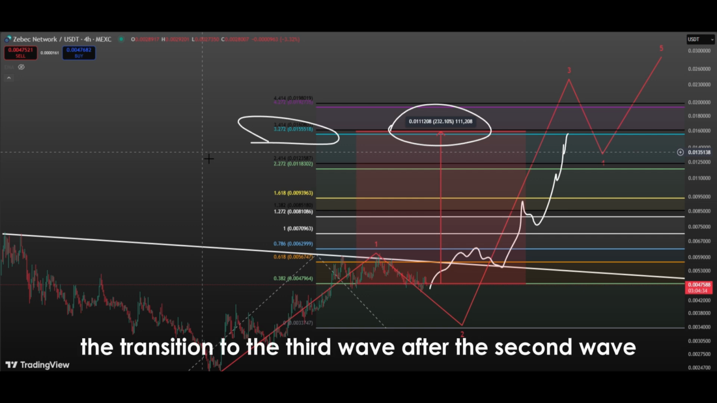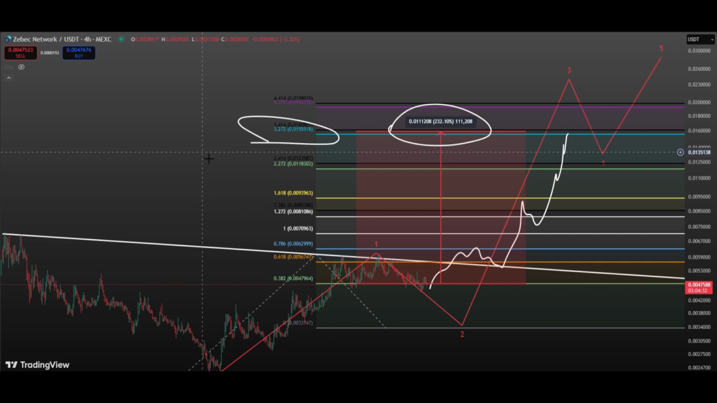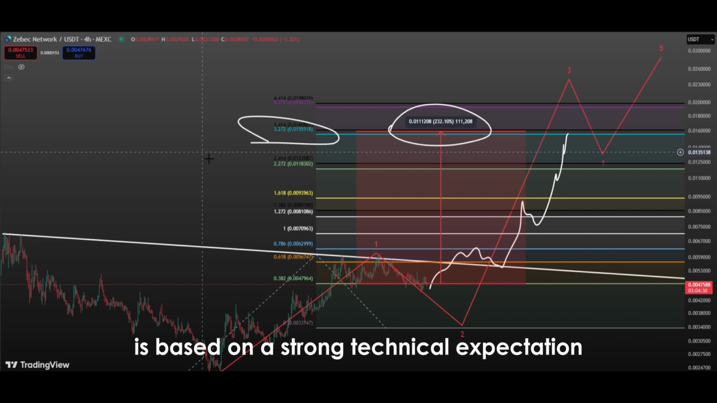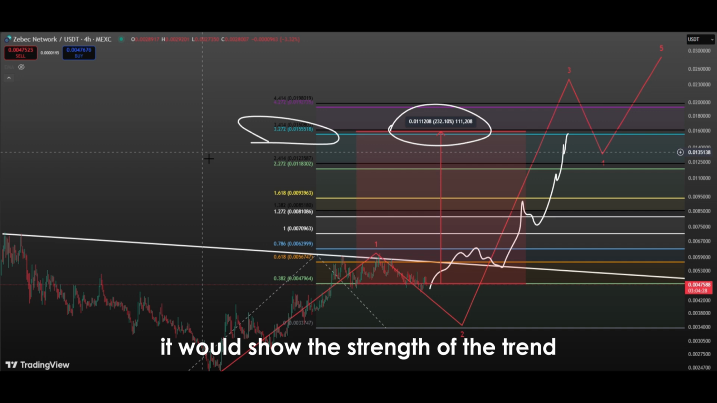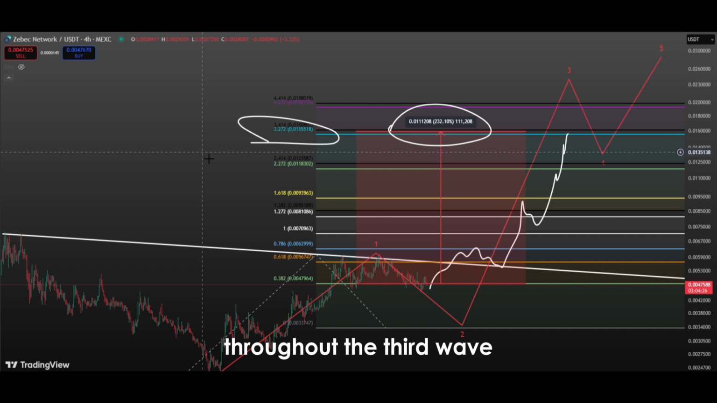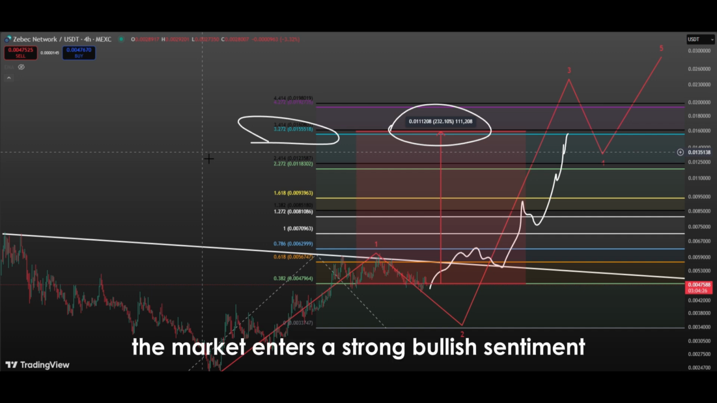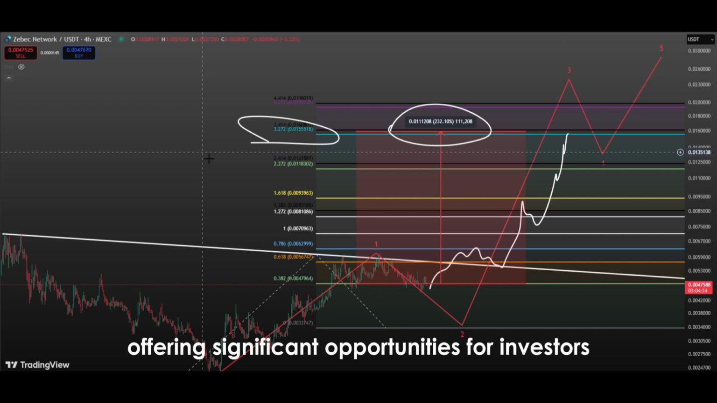In summary, the transition to the third wave after the second wave is one of the most critical and profitable periods in Elliott wave theory. Setting the 3.272 level as a target is based on a strong technical expectation supported by Fibonacci analysis. If this level is reached and the price increases by 230%, it would show the strength of the trend and how strongly market psychology has turned positive. Throughout the third wave, the market enters a strong bullish sentiment, both technically and psychologically, offering significant opportunities for investors.